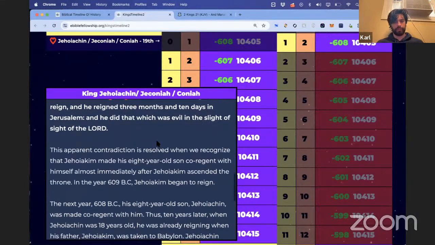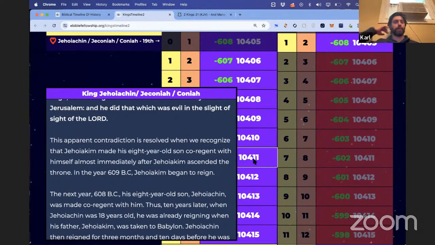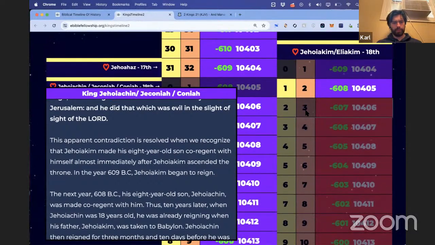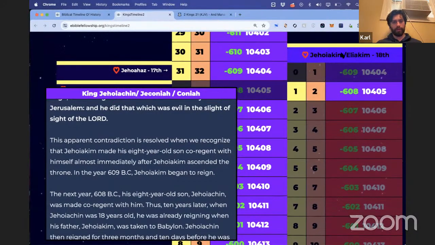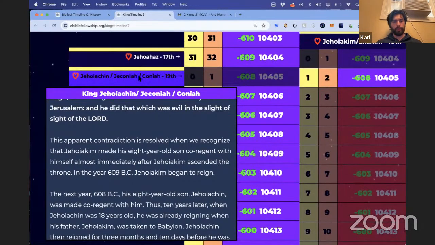This apparent contradiction is resolved when we recognize that Jehoiakim made his 8-year-old son co-regent with himself almost immediately after Jehoiakim ascended the throne. So if I understand this correctly, Jehoiakim, which is right here, he made his 8-year-old son co-regent with himself, which would have been Jehoiachin, right?